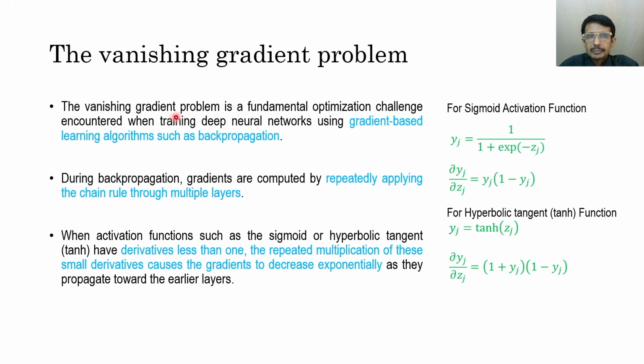So the vanishing gradient problem is a fundamental optimization challenge encountered when training deep neural networks using gradient-based learning algorithms such as backpropagation. So what does this statement mean? We say that it is an optimization challenge, so it's an issue of the optimization algorithm. What kind of optimization algorithm? It's gradient descent, which is used in backpropagation for training deep neural networks.